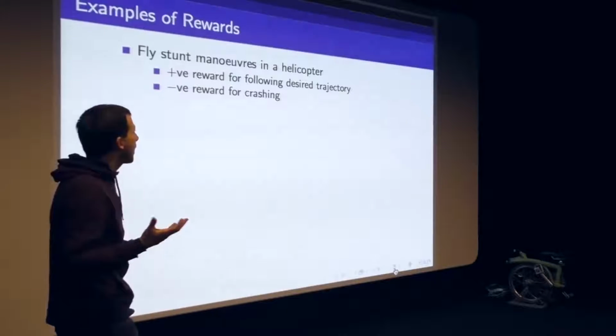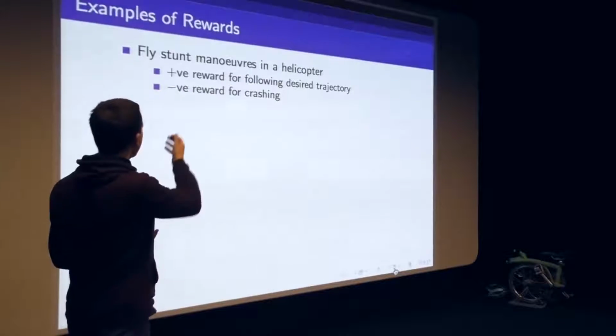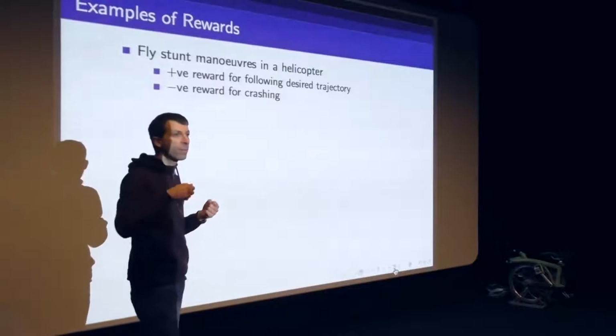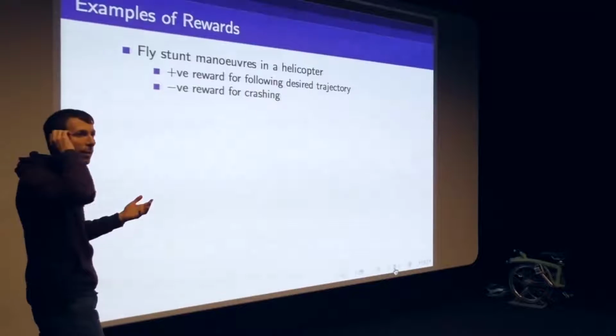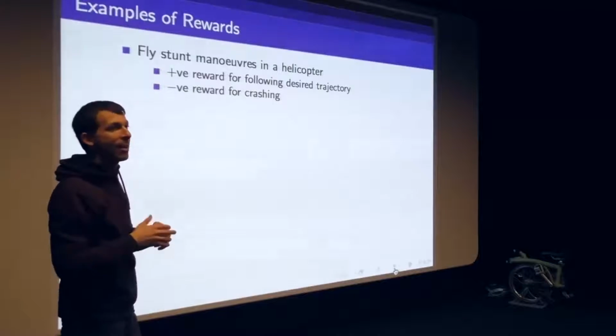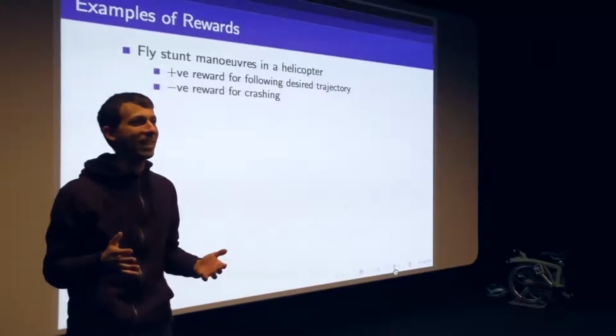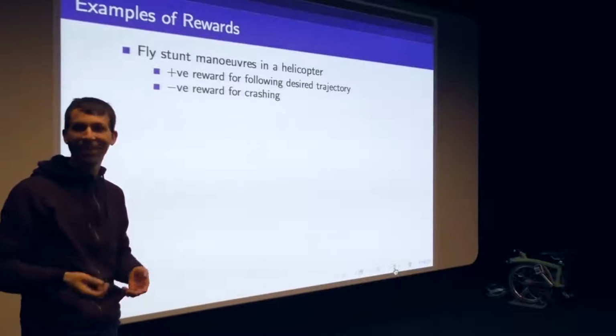So in that case, the rewards might take the following form of a positive reward each time we follow the desired trajectory or come within some epsilon radius of where we want to be, and a large negative reward for crashing. Really, crashing should be bad. It should learn to not do that.